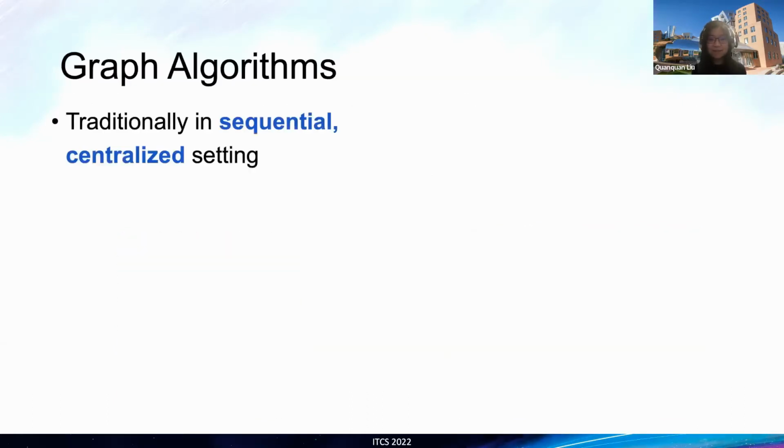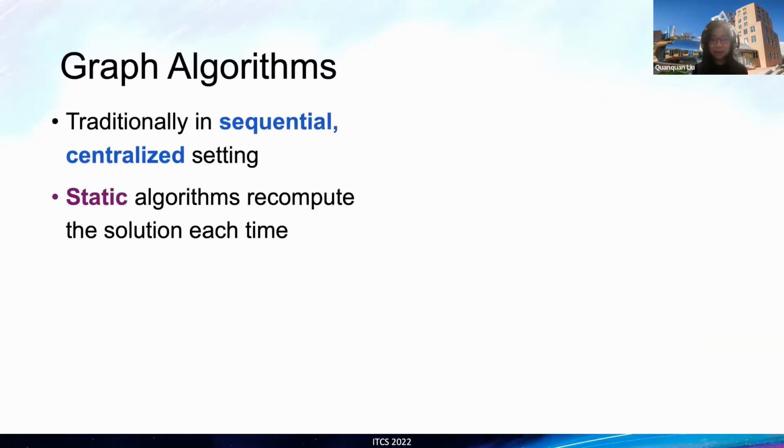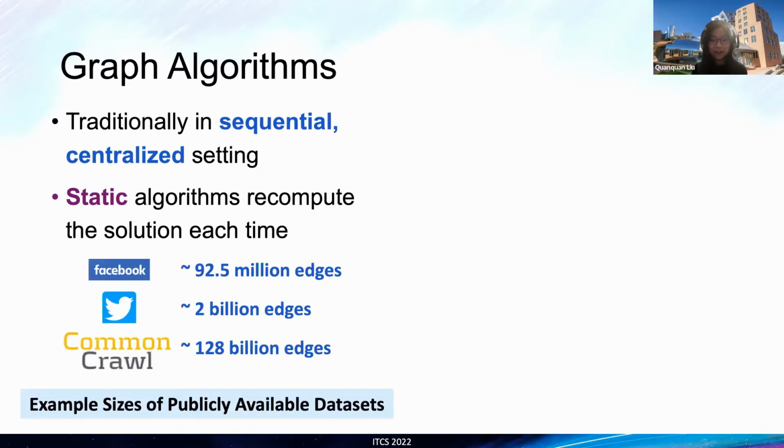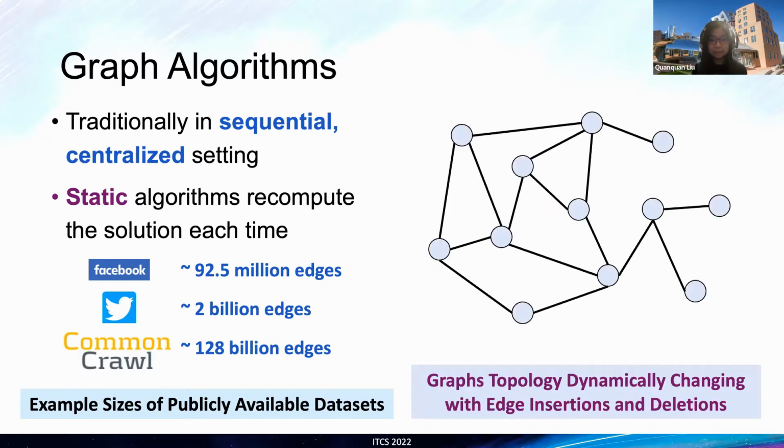To start, a vast majority of earlier work on graph algorithms focused on the sequential centralized setting. Furthermore, these works usually considered static algorithms where the solution to a problem is recomputed each time from scratch. Often, these algorithms must be run on very large networks. We've included here on the slide some examples of publicly available datasets of several large social networks. You can see the number of edges range from millions to 100 billion edges, and these sizes are only for publicly available datasets. The private network graphs collected by some companies could be even larger, up to trillions of edges.